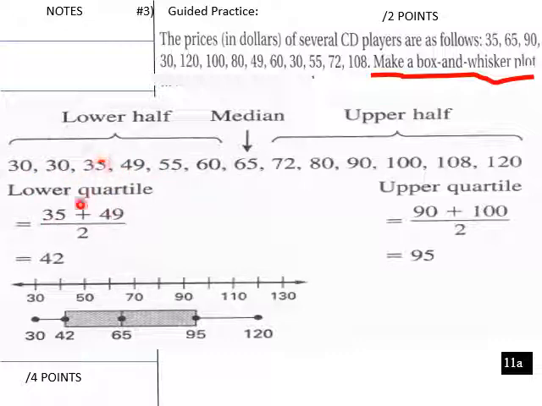And then our lower quartile is between 35 and 49, so it's 42. And then up here, upper is between 90 and 100, which is 95. So here's our box and whisker. We have 42, a lower quartile here, and then our upper quartile is 95. We have a median of 65. Then we have an upper extreme of 120 and a lower extreme of 30. So that's your box and whisker of this data set.